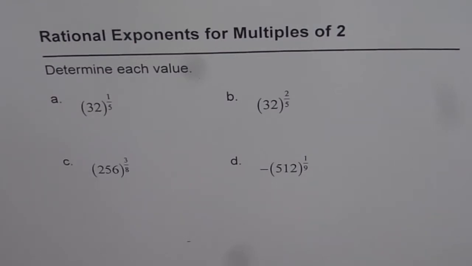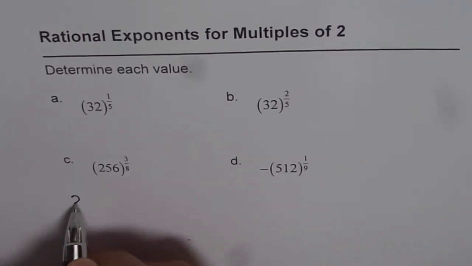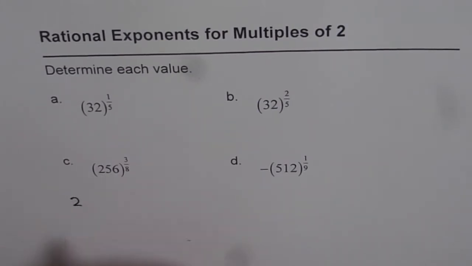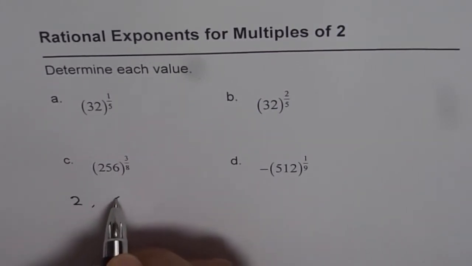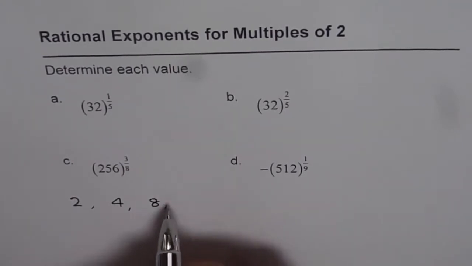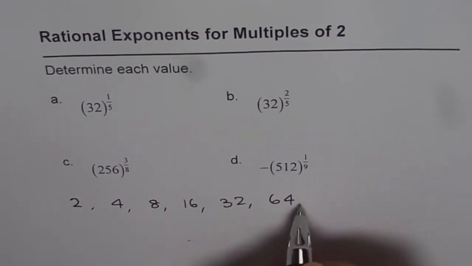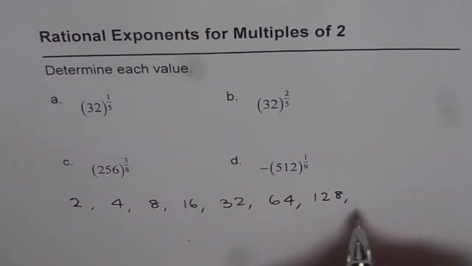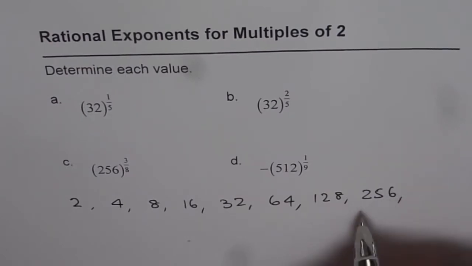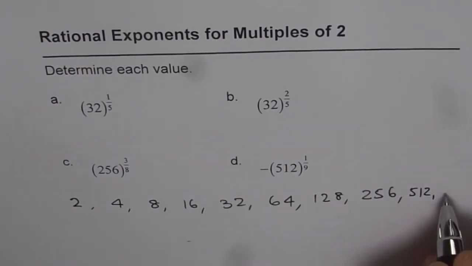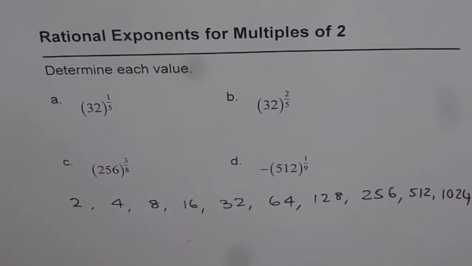So what I'll suggest is that first let us write down all the multiples of 2, rather powers of 2, right? The sequence is like this: 2 to the power of 1 is 2, and then when you multiply by 2, you get 4. Multiply by 2, 8. 8 times 2 is 16. 16 times 2 is 32. And then we get 64, and then we get 128, 256, 512, and 1024, right? So these are the exponents of 2.